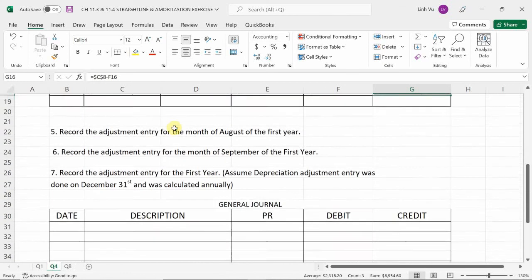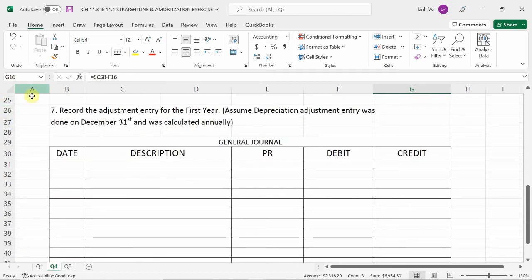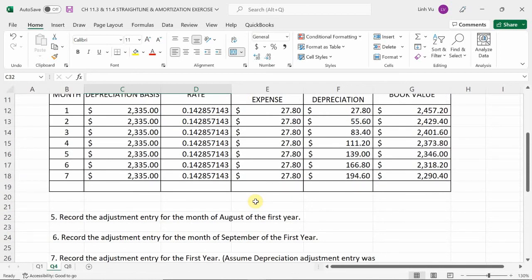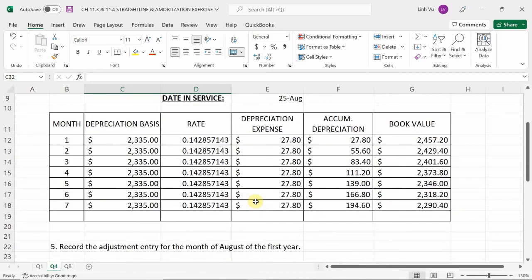Okay? All right. So, question number 5 says, record the adjustment entry for the month of August of the first year. Depreciation expense. No. So in this case, it says right here that I need to record my depreciation for August of the first year. Is it the 27.80? No.